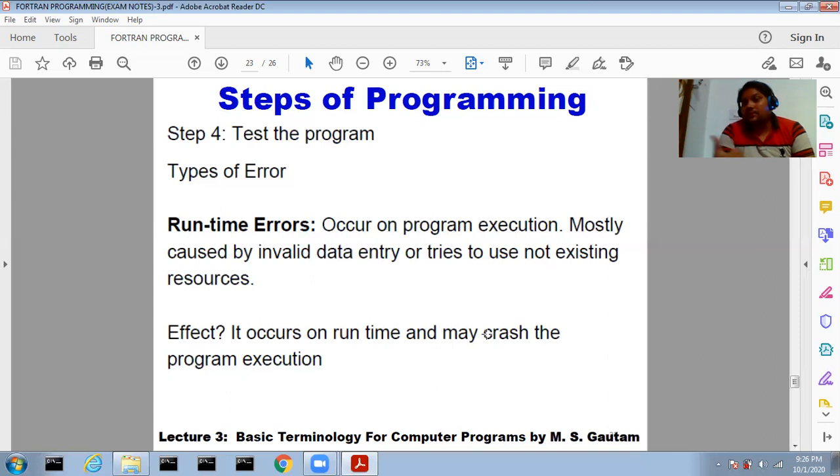Second, if there are some arithmetic operations in such a way that there is a division of something by 0, then this kind of error will also be encountered as a runtime error. So these are the 4 steps of testing of a program that define the different types of errors and that help us to develop an accurate program.